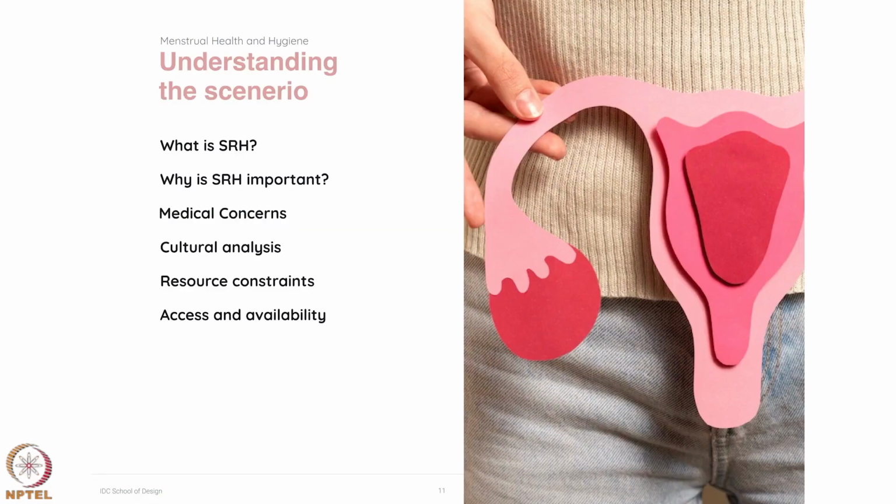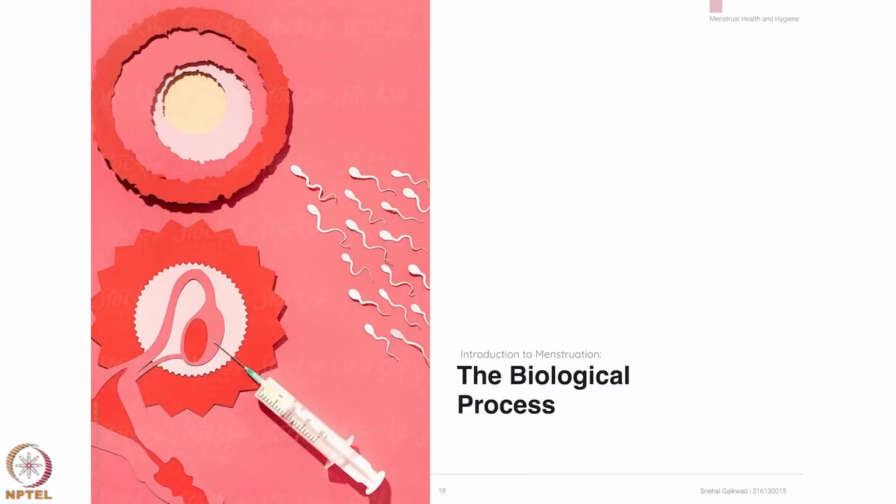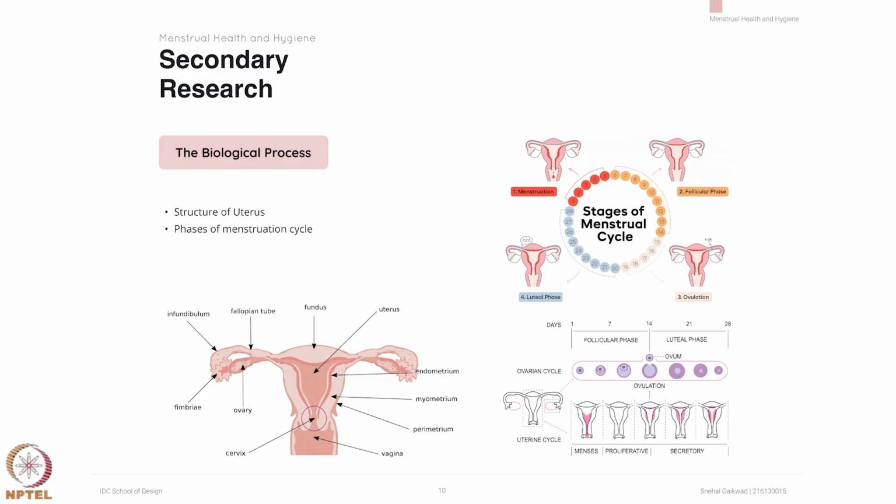Why is it important for the rural context? What are the medical concerns if not handled properly? Then cultural analysis. What are the resource constraints in rural areas? And what problems do they have in accessing and availability of materials that are required to manage hygiene effectively. Then I looked at the biological process that happens in adolescent girls on account of menstruation. Then I went through the different stages of the menstrual cycle: menstruation, follicular, ovulation and luteal phase.